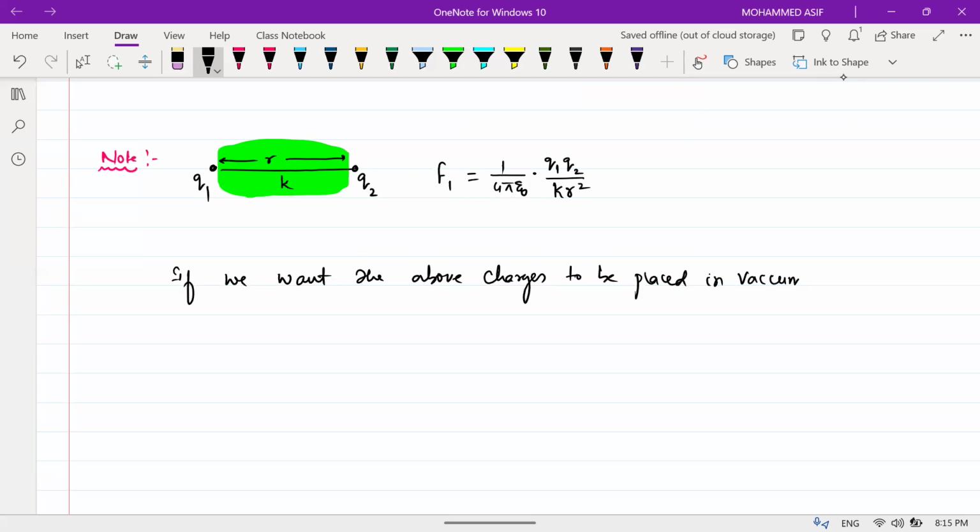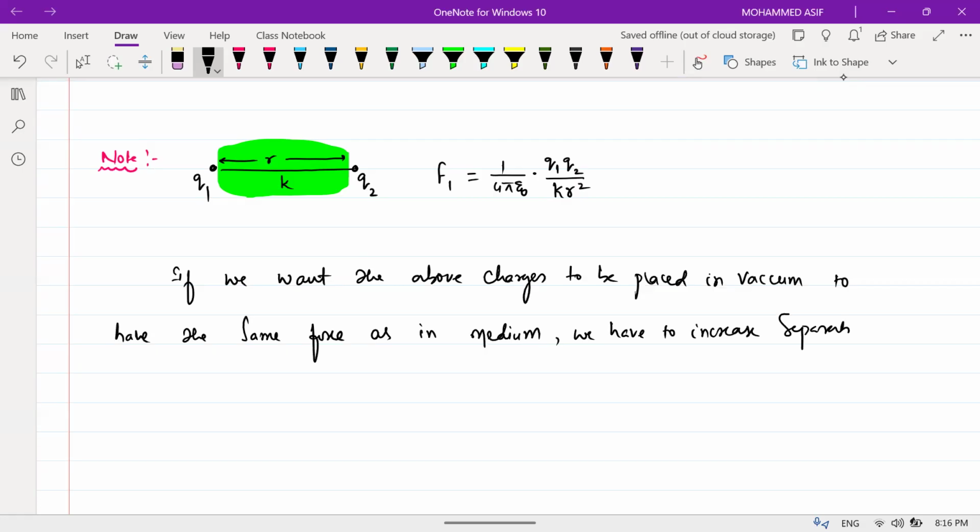Okay, to have the same force as in the medium. That means whatever force there was in the medium, we need the same force right now in air or vacuum. Then what do we need to do? We have to increase the separation between charges.